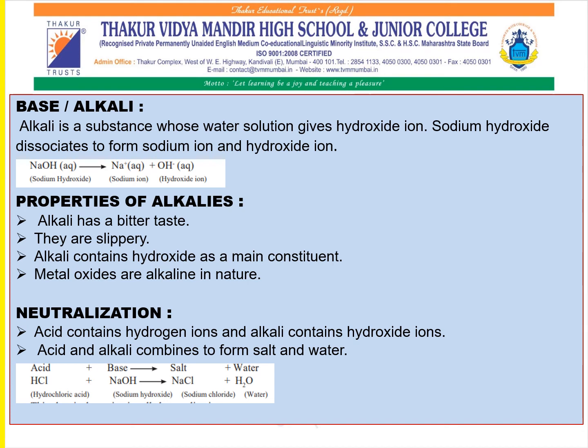Base or alkali. An alkali is a substance whose water solution gives hydroxide ion. Sodium hydroxide dissociates to form sodium ion and hydroxide ion. NaOH dissociates into Na positive and OH negative ion. Properties of the alkalis. The alkalis are bitter to taste. They are slippery. Alkali contains hydroxide as the main constituent. Metal oxides are alkaline in nature.